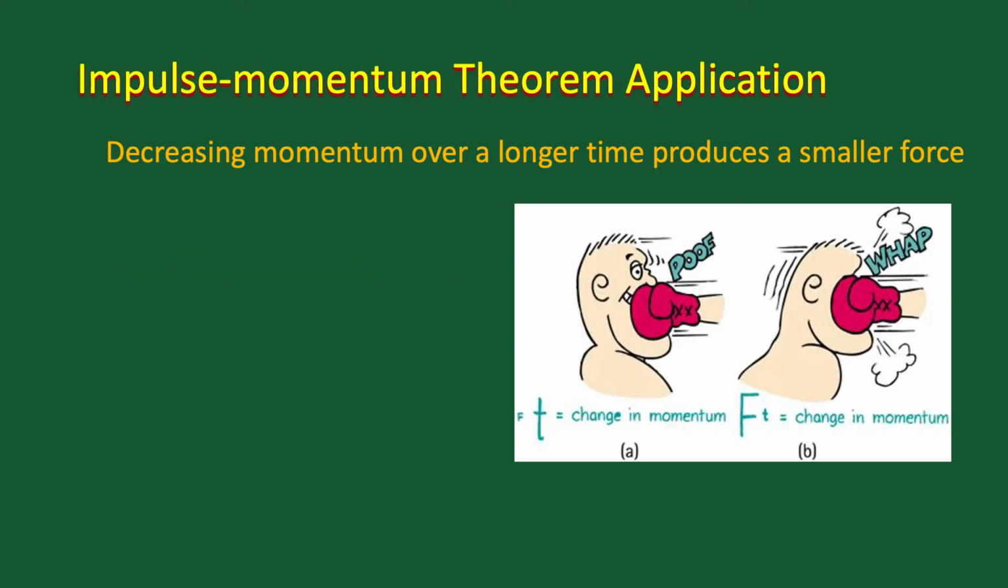Here is another example. In boxing, the boxers often ride with the punch to decrease the impact force by elongating the time of contact of force. If you move towards the punch, that decreases the time and increases the force, which is not what you want.